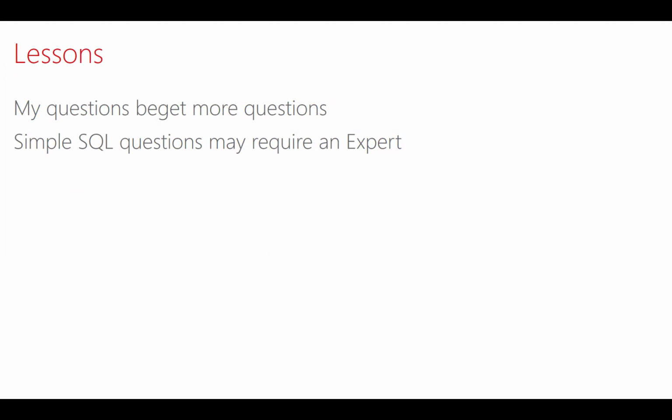So what are the lessons here? Well, my seemingly simple questions just beget more questions. The more I learn, the more it seems I don't quite understand these behaviors that I'm seeing and how SQL Server is interpreting them. And this started out with a very simple question, max versus top one, and it's turned into a very surprising journey. And it's a demonstration that even a very simple SQL question may require an expert to figure out what's going on and interpret the results that you're seeing.